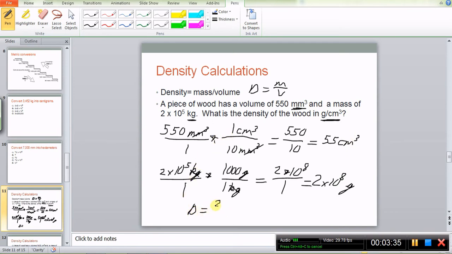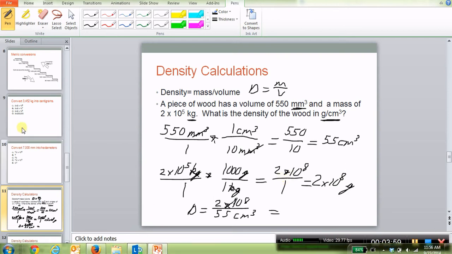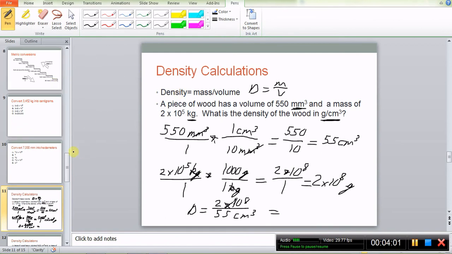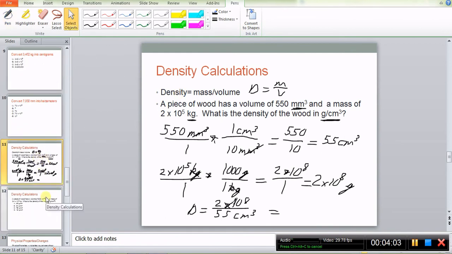We can just plug it into our density equation. Density equals mass 2 times 10 to the 8th over our volume, 55 centimeters cubed. This is, sorry, you guys can recognize 2 times 10 to the 8th. And then we get our answer. You could plug that into your calculator, and then you would get the answer. Okay, so make sure you know how to do density calculations.